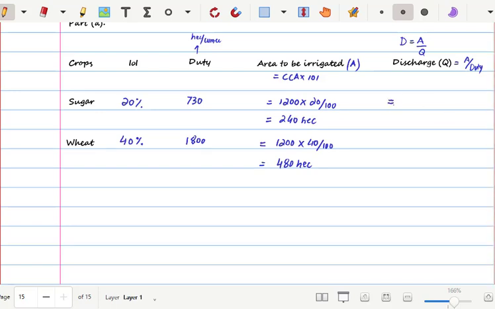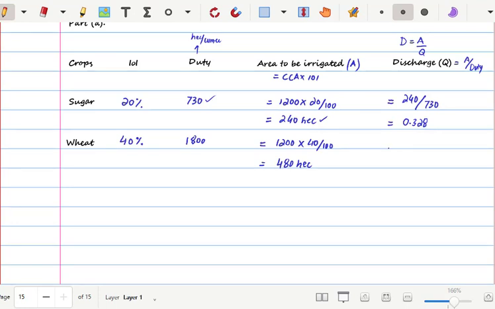So in case of sugar, what is our area to be irrigated? Area to be irrigated is 240 divided by duty, for it is 730. You will get the answer as 0.328. Okay.